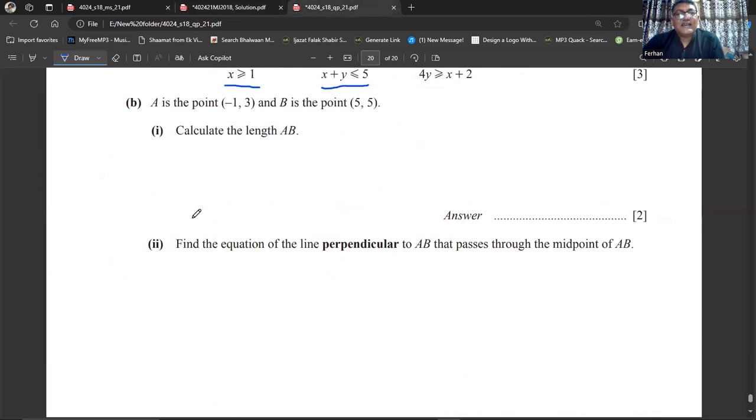Then he says A is the point -1, 3, and B is the point 5, 5. Calculate the length of the AB. Very simple, straightforward question from the coordinate geometry. You know the formula for the length is x2 minus x1 whole square plus y2 minus y1 whole square, and square root on all of that. And so I will apply that.